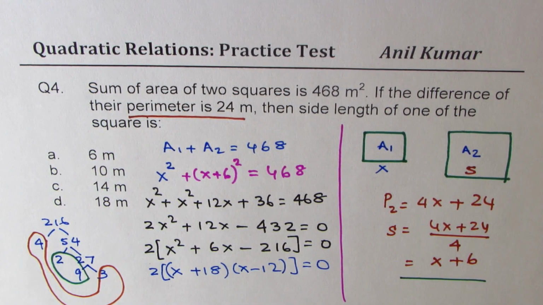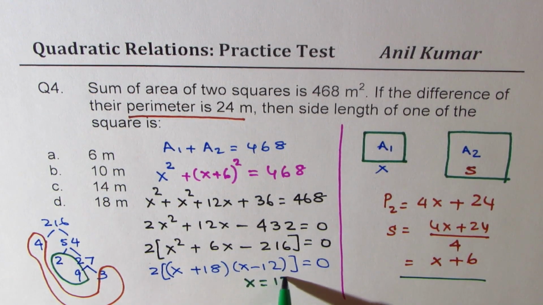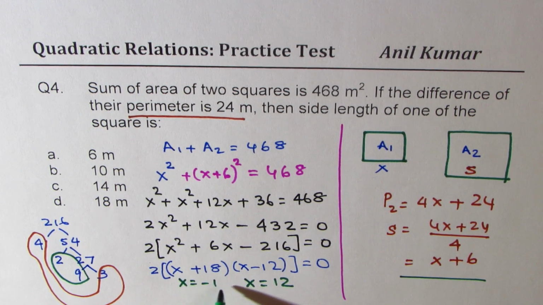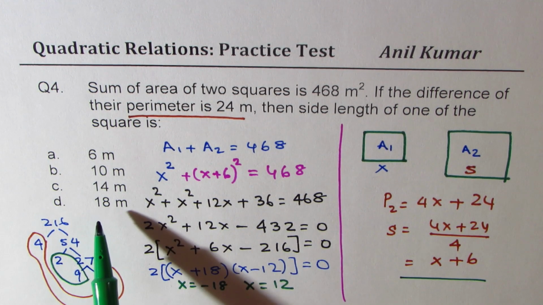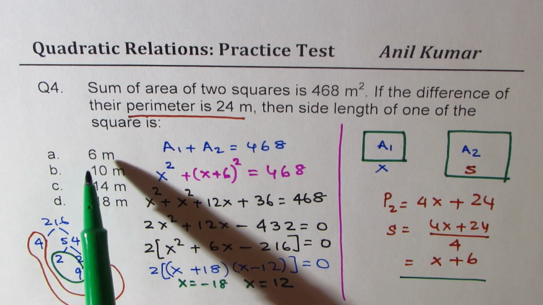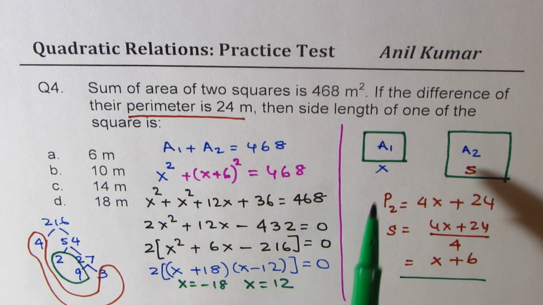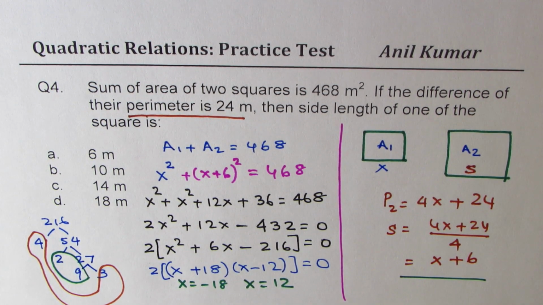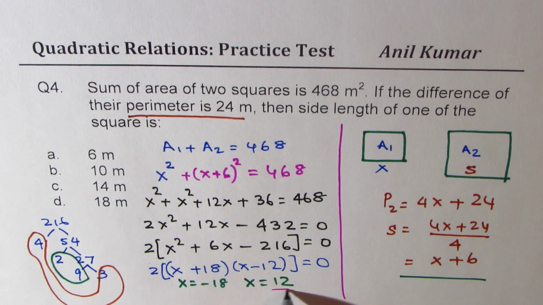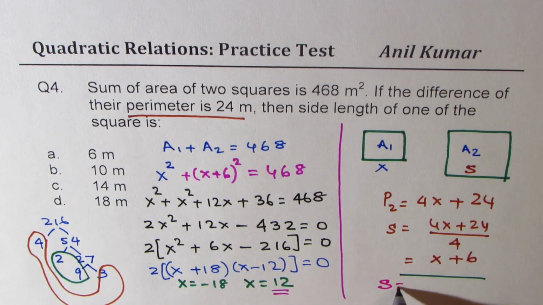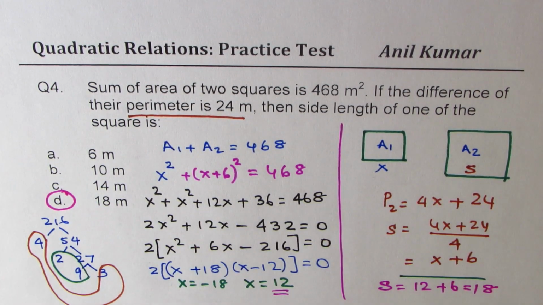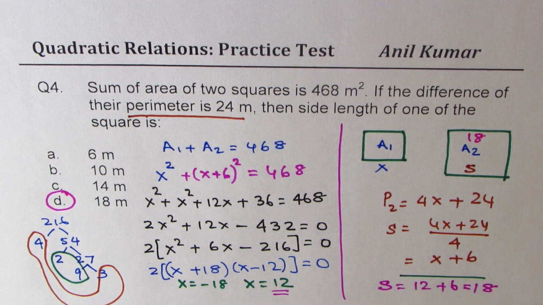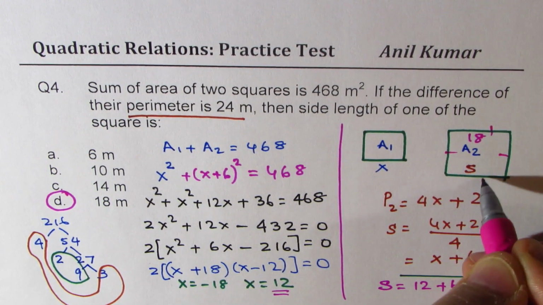That gives you one real solution, which is x equals 12. The other one in this case is minus 18. But 12 is not the option. Do you see that part? 12 is not the option. So that means we are given here the dimensions of the bigger square, not the smaller one. We began with x, and we found that x is 12. So s could be 12 plus 6, which is 18. And therefore, option D is the right option. So we actually got the dimensions of the bigger square from the given options.